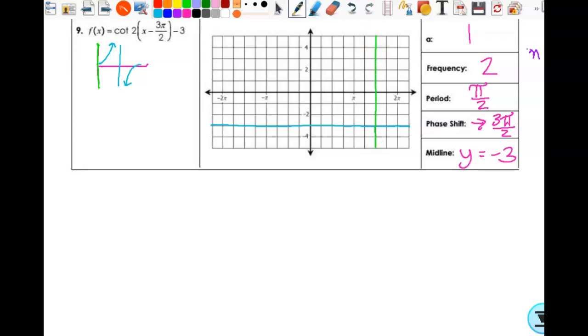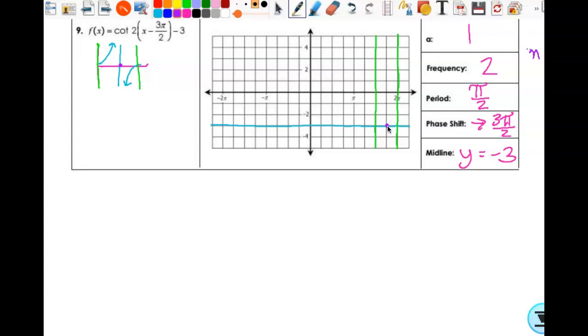The end of the period, tangent has another 0, which means cotangent has another asymptote. Period ends at pi halves, but I have to shift to the right 3 pi halves, which puts me here at 2 pi. Everybody with me? All right, so then tangent has an asymptote, which means cotangent has a 0, right? So halfway between these two, on the midline, I have a midline 0. Make sure you're not putting it on the axis. That's an easy mistake to make. That's why we draw in the midline, so we don't mess it up.